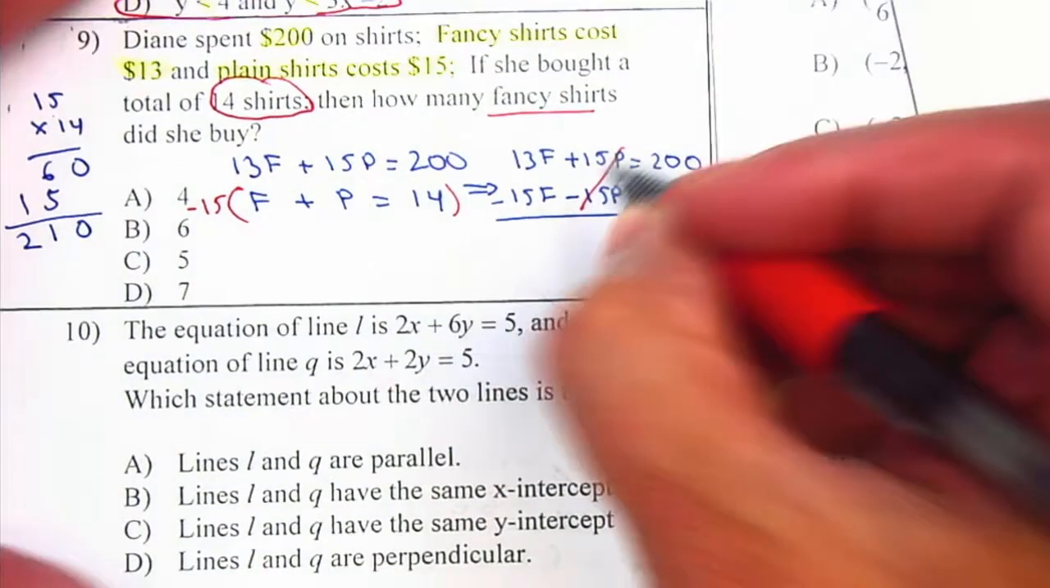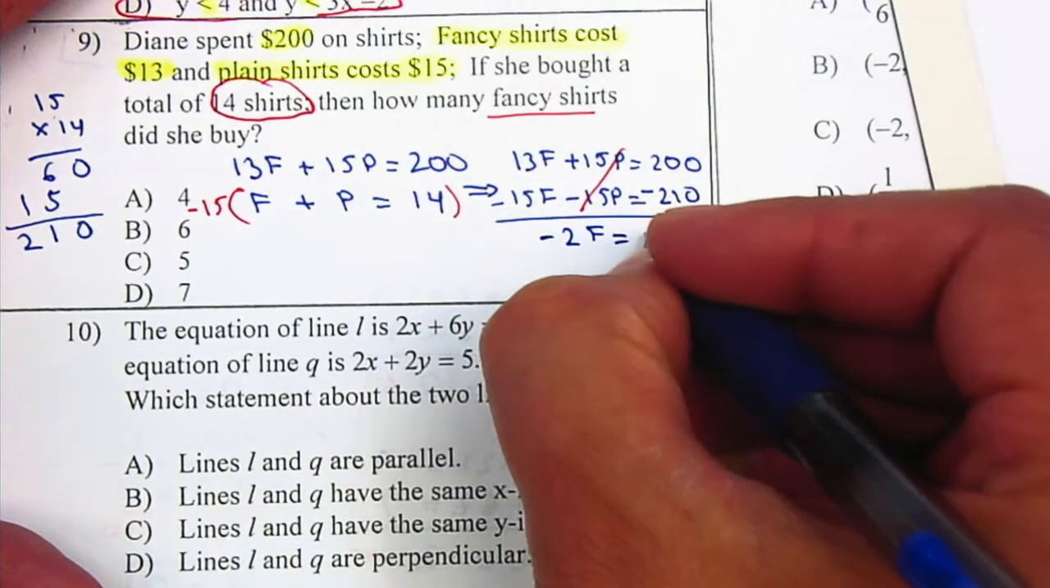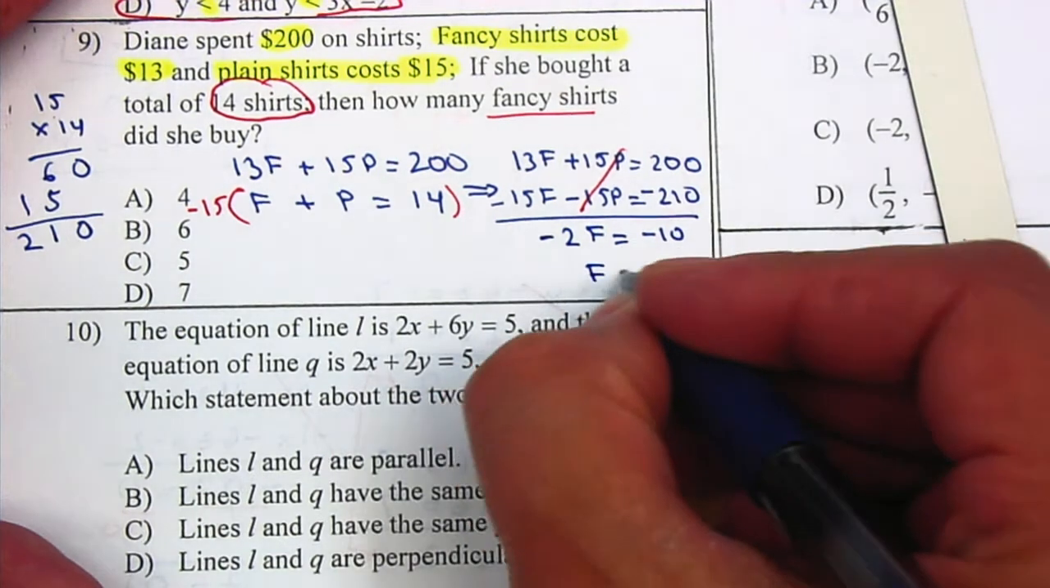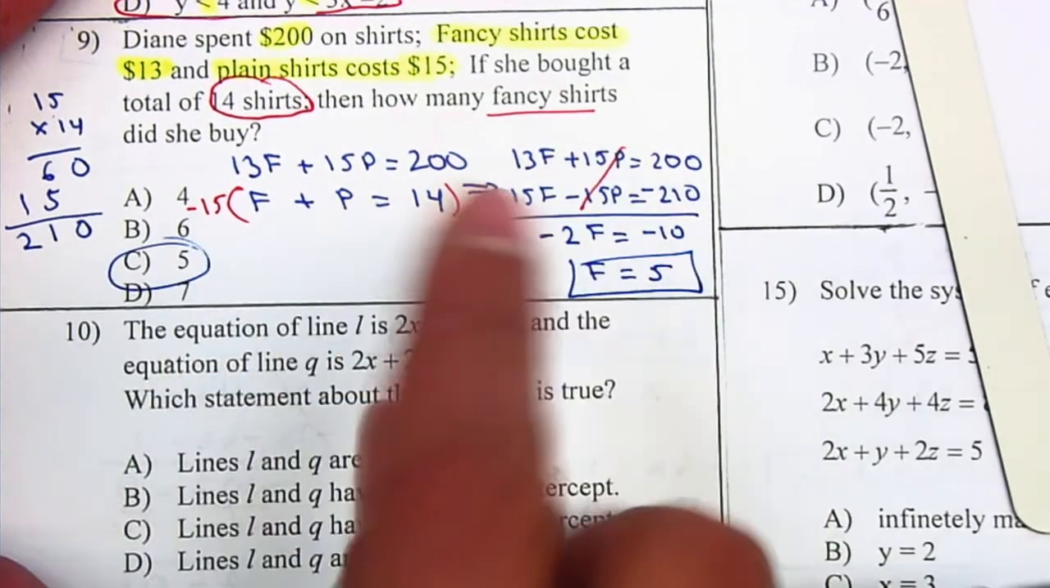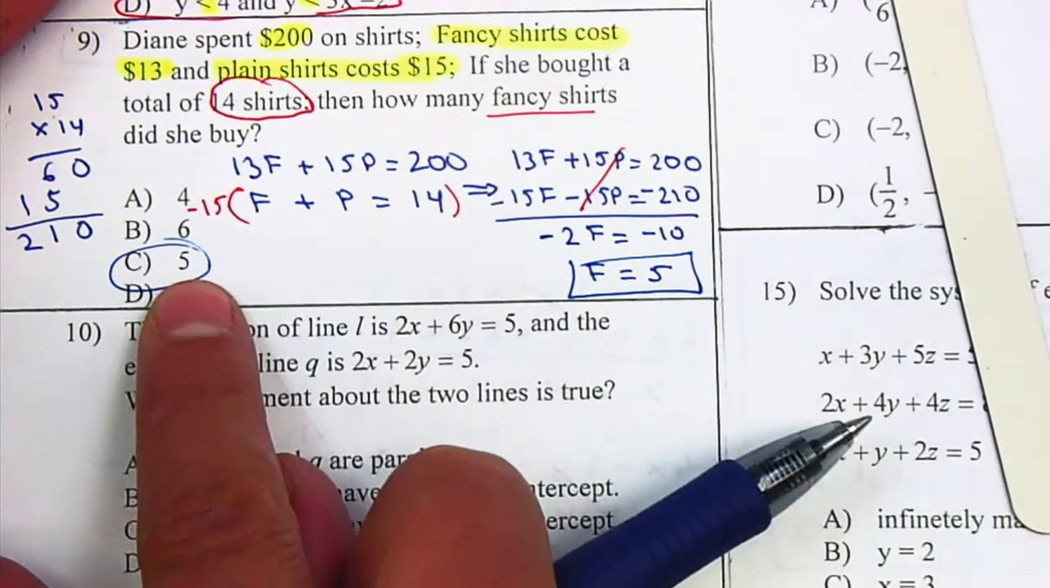The P's will cancel just like we wanted them to. That gives me negative 2F is equal to negative 10. Divide by negative 2, F is equal to 5. So we have a total of 5 fancy shirts. Be careful, if you get the value of P, make sure to plug it back in to find the value of F.